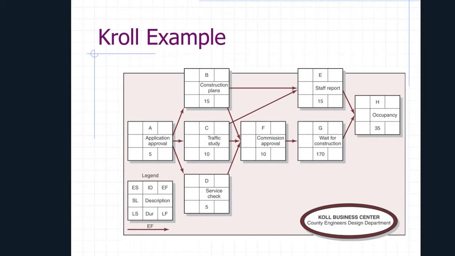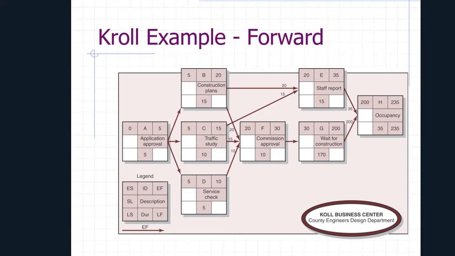So then what we're going to do on the forward pass is we're going to go through and put all of the ES and the EF values in. The ES and the EF values, they go either side of the identifier on the top row of the box. And we have to start right at the very beginning with the number 0.